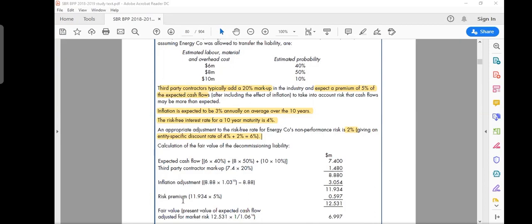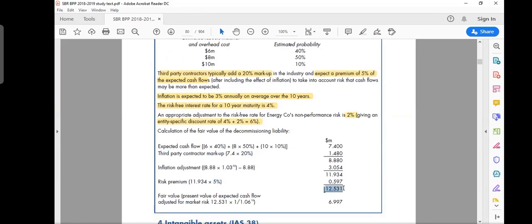Then you have a risk premium of 5%. This is given here, expect a risk premium of 5%. You take the risk premium of 5%, which is 500,000, and fair value of it is 12.53 million. Then 12.53 million, now you have to discount it. Because first you inflate it. If you remember, you are inflating it at 3%. Now you have to discount it at 6%. So you are calculating the present value.